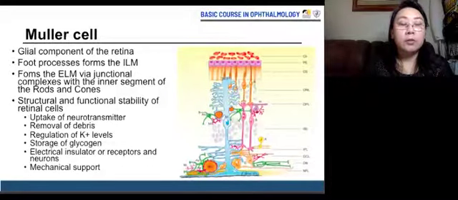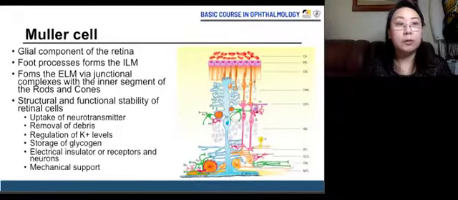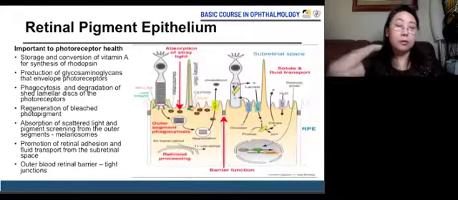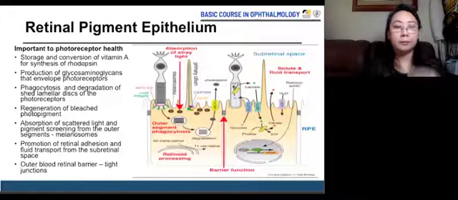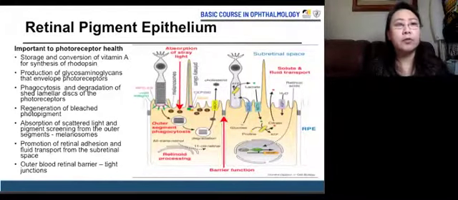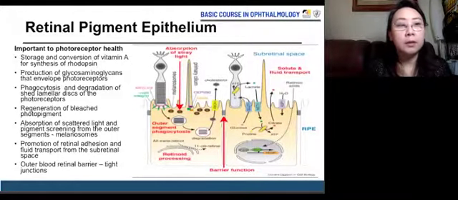So all these neuronal cells that I've discussed are all found in the neurosensory retina. So now let's go to another retinal layer, which is the retinal pigment epithelium, which is the outermost layer of the retina. This layer is responsible for storage and conversion of vitamin A for synthesis of rhodopsin or photopsin. It is responsible for production of glycosaminoglycans that envelop the photoreceptors.